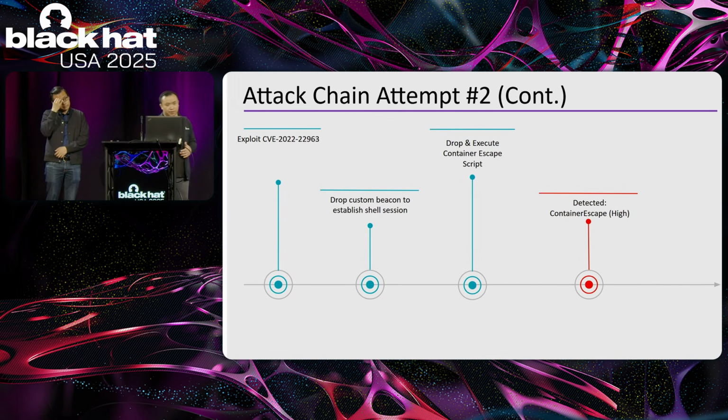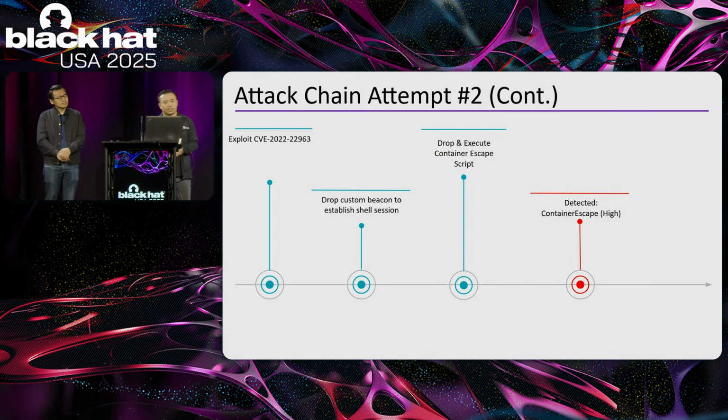So now, with a better understanding of how the container escape exploit works, let's continue with the attack chain execution. Again, I exploited the CVE, dropped the Rust beacon, established shell sessions, dropped the container escape exploit onto the container, and executed it to escape out to the host. To my surprise, Falcon actually generated a high-severity container escape alert, and it was blocked. I was surprised because when I tested this exploit separately, Falcon didn't alert on it. And in general, EDRs don't generally detect exploits. They focus on post-exploitation activities.